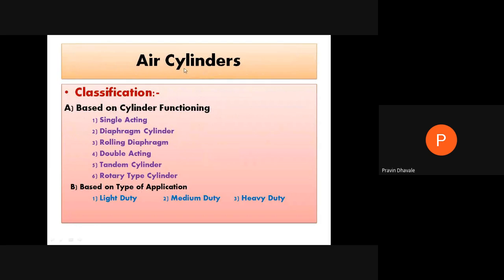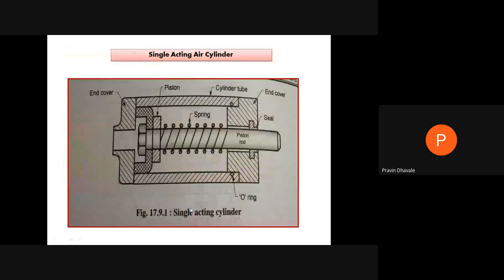We may classify air cylinders based on functioning: single acting, double acting, tandem, or rotary. Based on the type of application: light duty, medium duty, heavy duty. If you are considering the first type of cylinder, that is a single acting air cylinder.